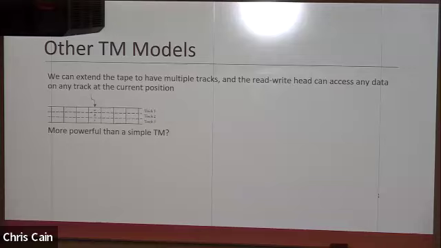Can this recognize a language that a simple Turing machine could not recognize? If so, what do you think those languages would look like? If not, what's your argument?